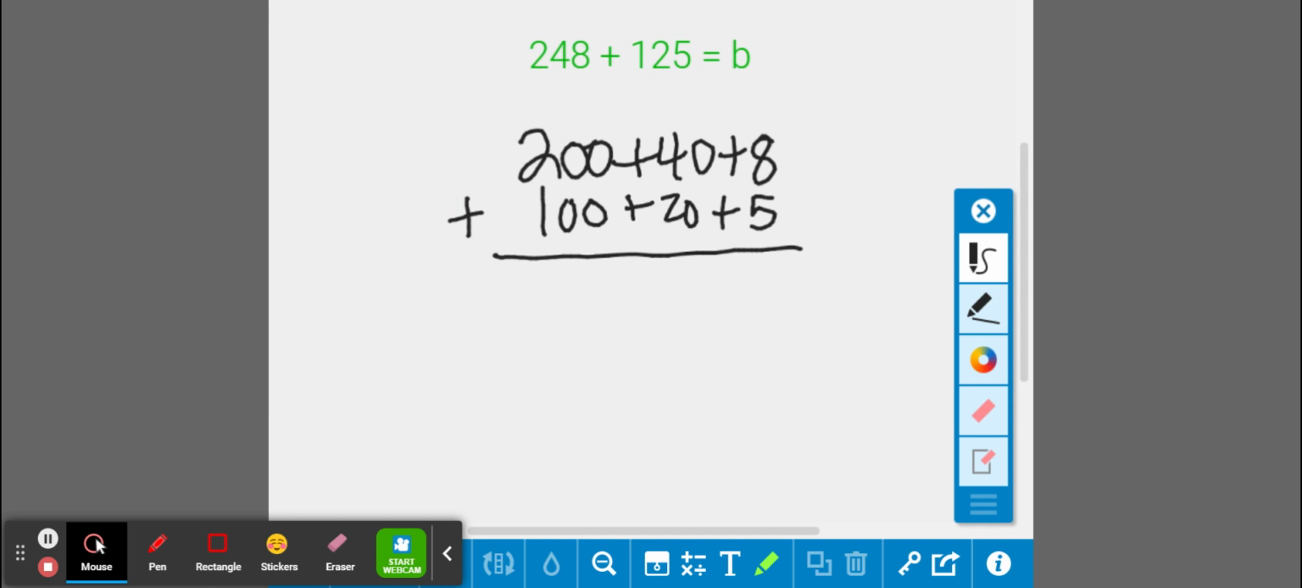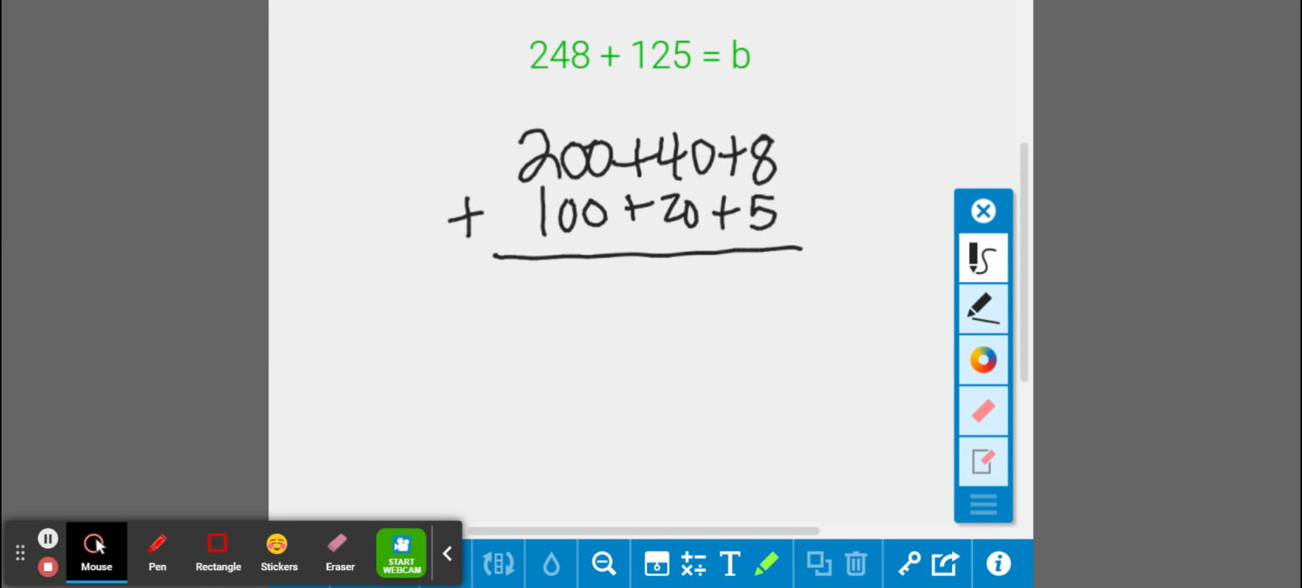Now, partial sums are sometimes, in schools, you'll hear teachers also use the words expanded form. Expanded form also means breaking or decomposing that number 248 into 200 plus 40 plus 8. All right, so let's get to the math here.